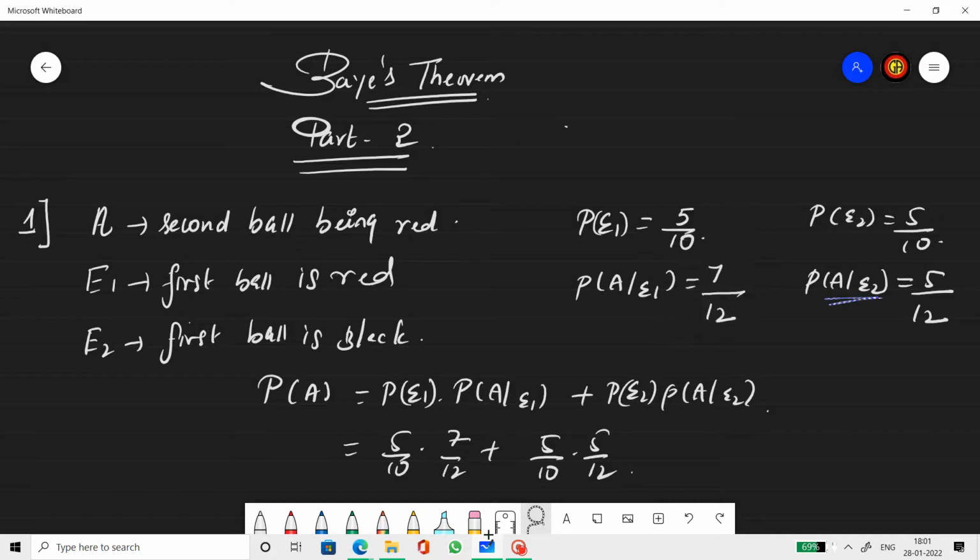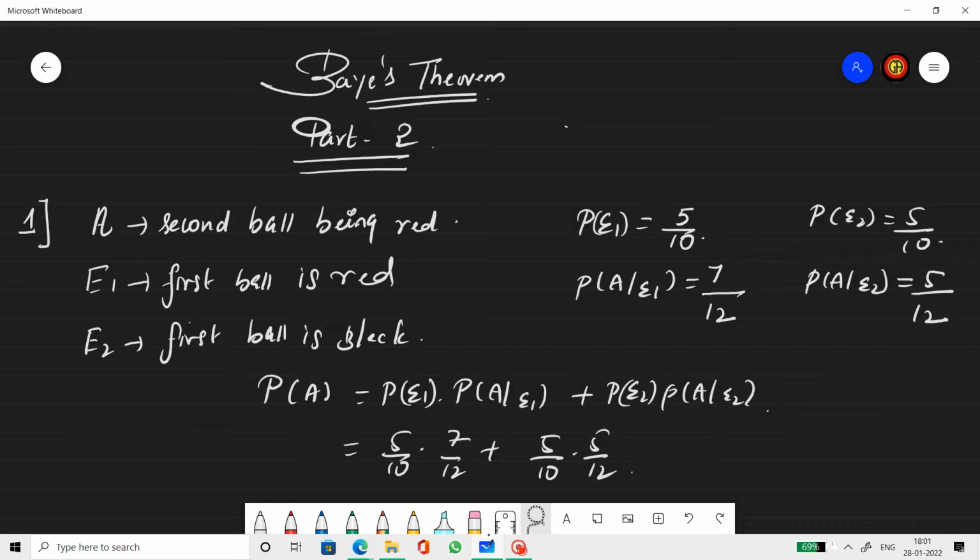Now A given E2 is drawing the second ball red given that the first ball is black. If the first ball is black, you put that ball back and 2 more black balls. So the total balls count will increase, but the red ball strength will remain the same. So A given E2 will be 5 by 12.